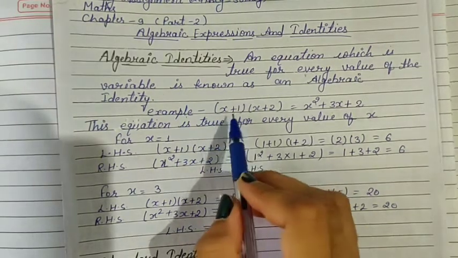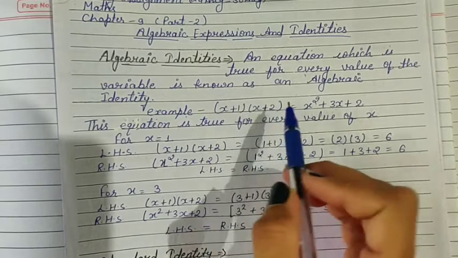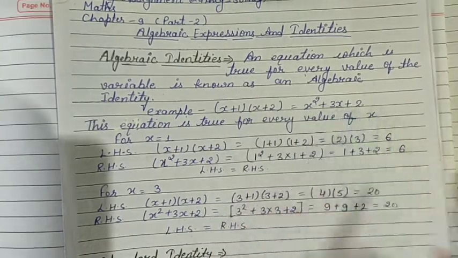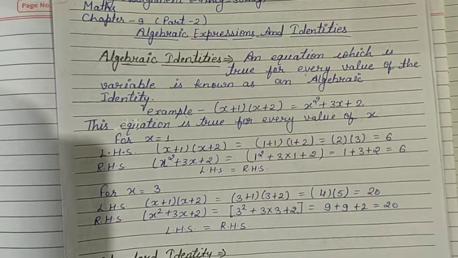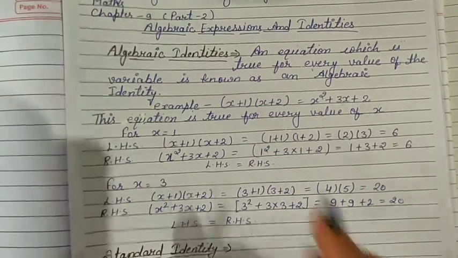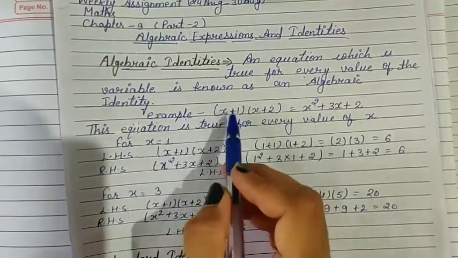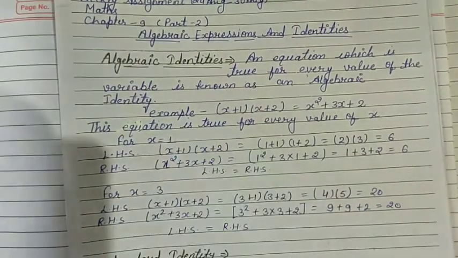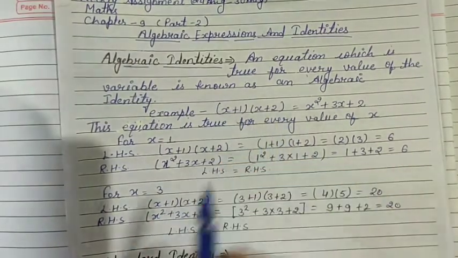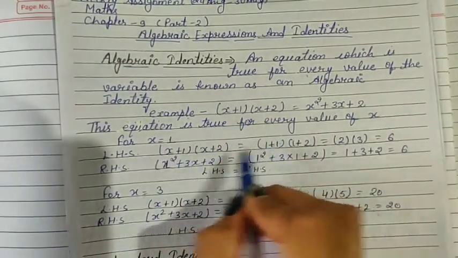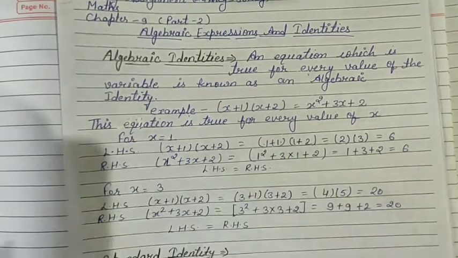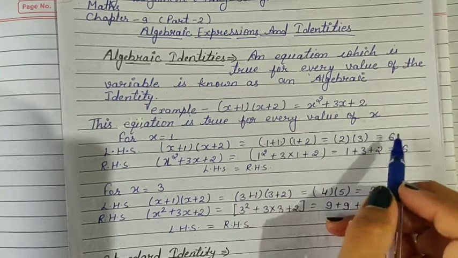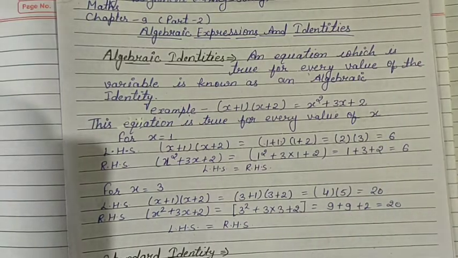For example, (x + 1)(x + 2) = x² + 3x + 2. This equation is true for every value of x. Firstly, when we take x = 1, its left hand side (x + 1)(x + 2) becomes (1 + 1)(1 + 2), because x = 1. Then we get 2 × 3, and that is equal to 6.